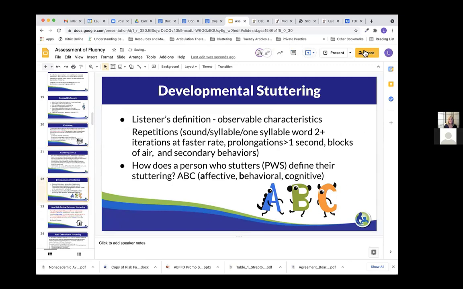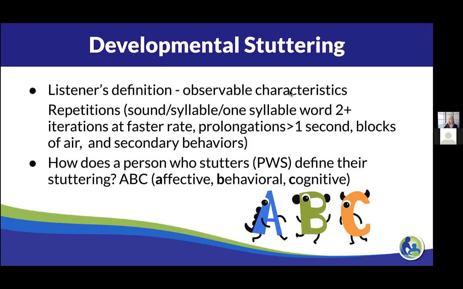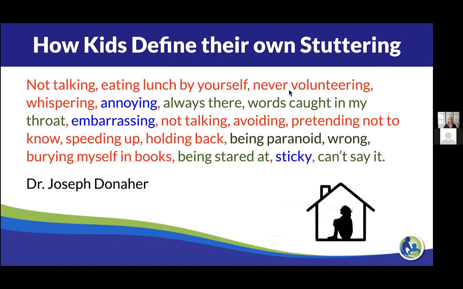We already talked a little bit about developmental stuttering. As I said, there's two definitions. Affective, behavioral, cognitive is how the kids who stutter define it. And this next slide, if we're back in the right order, is taken from Joe Donaher's work at the University of Pennsylvania Children's Hospital. He always asks children, what is stuttering to you? The red I put in are the behaviors. So what do children do because they stutter? We often think of what children do when they stutter: they're repeating, they're blocking. What they do because they stutter is also a very interesting and necessary component of assessment.